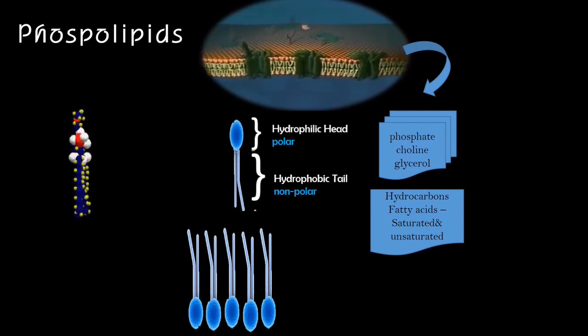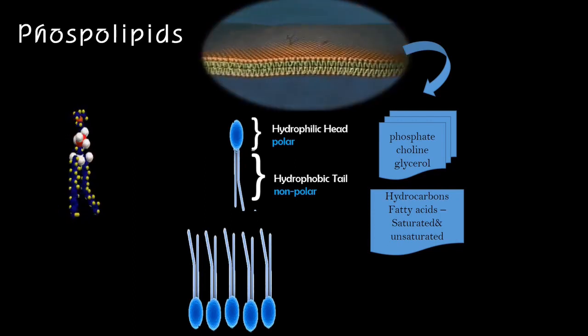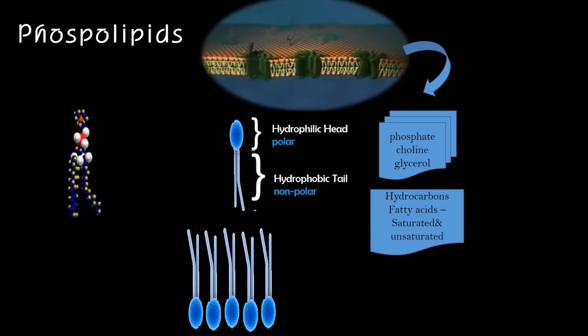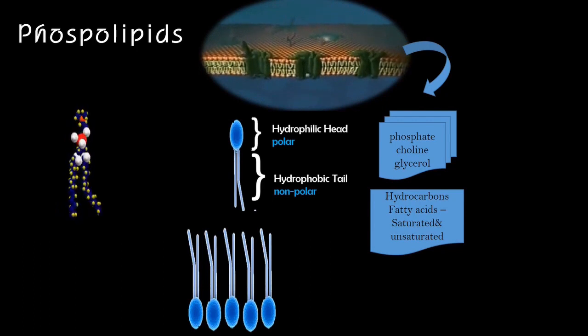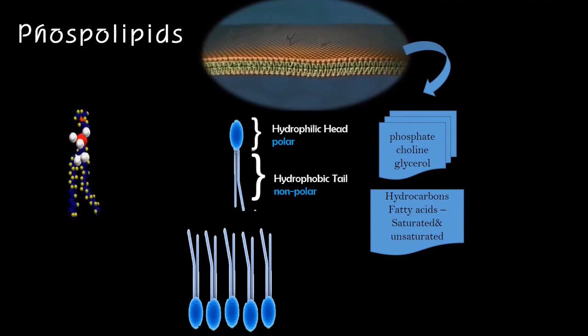Together, combining the hydrophilic head and the hydrophobic tail, which are both water-loving and water-hating, they create a characteristic called an amphipathic condition.